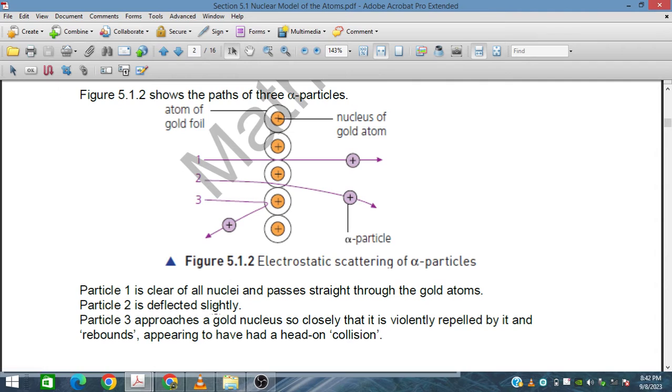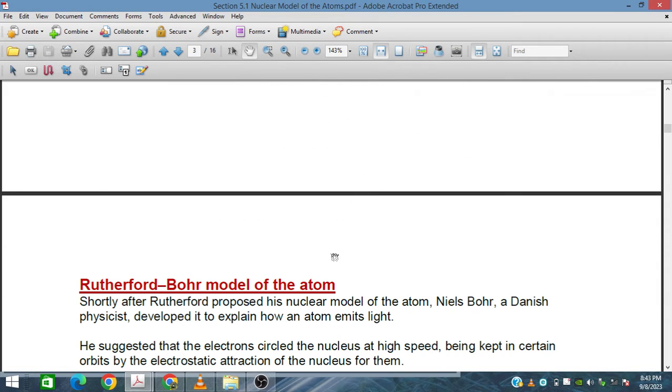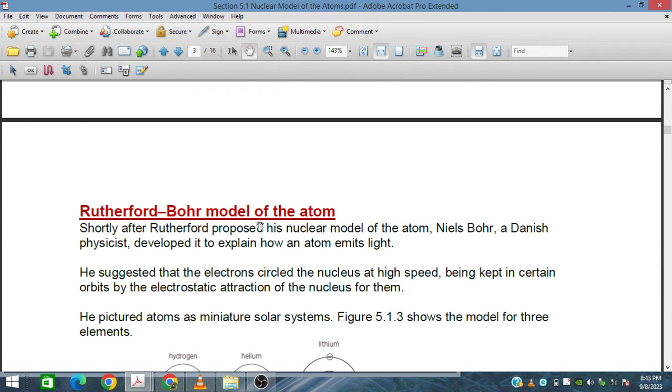Particle 2 is deflected slightly, and particle 3 approaches a gold nucleus so closely that it strikes the nucleus, is violently repelled by it, and rebounds, as if it had a head-on collision. So this was observed, and the Rutherford model was later refined.